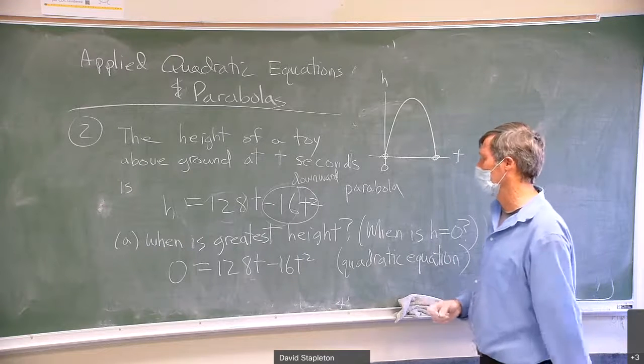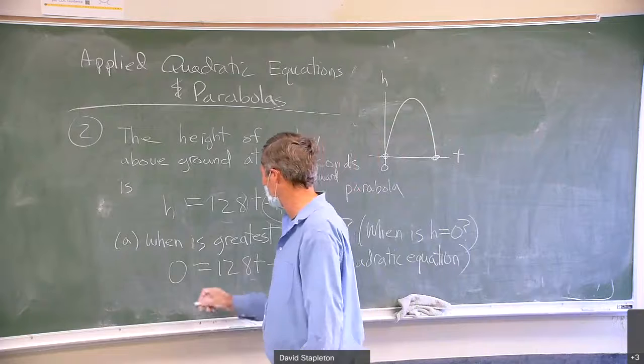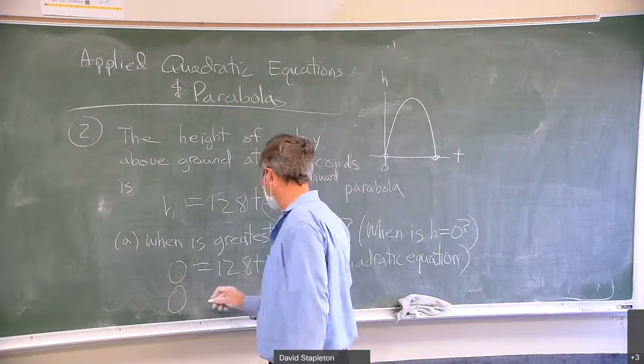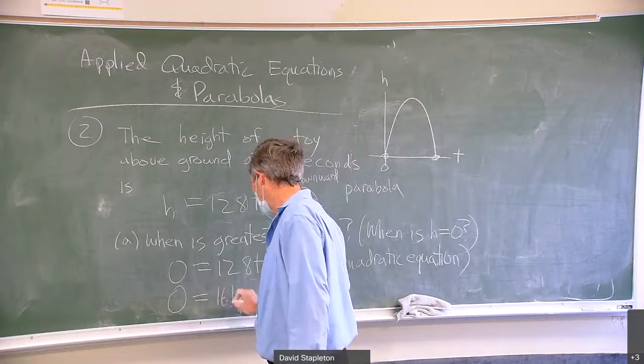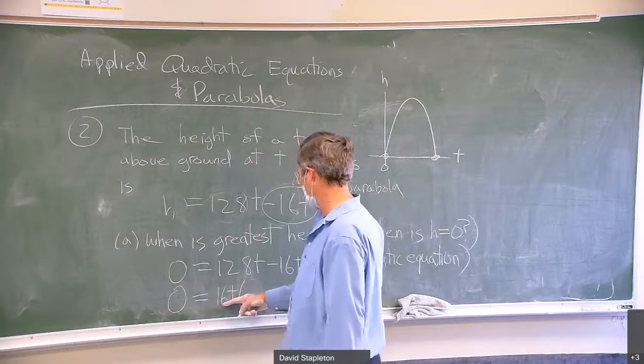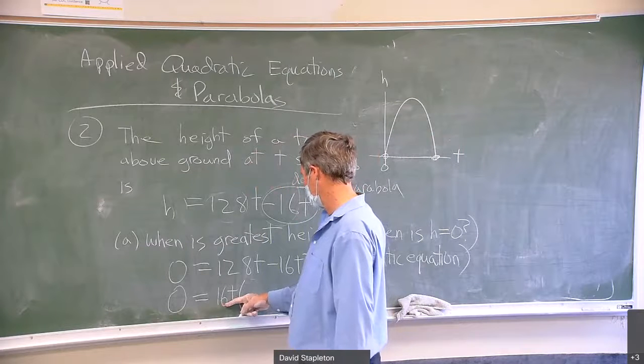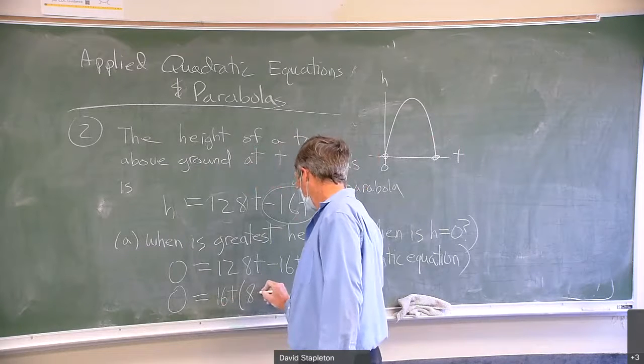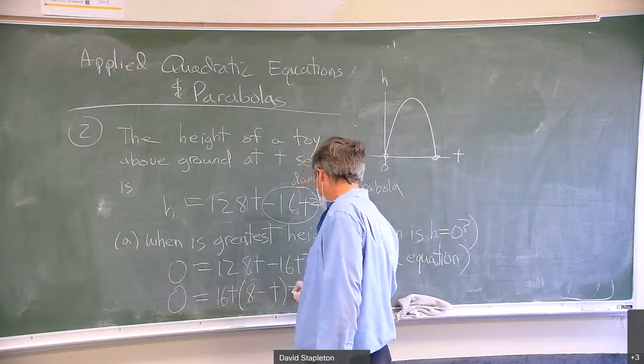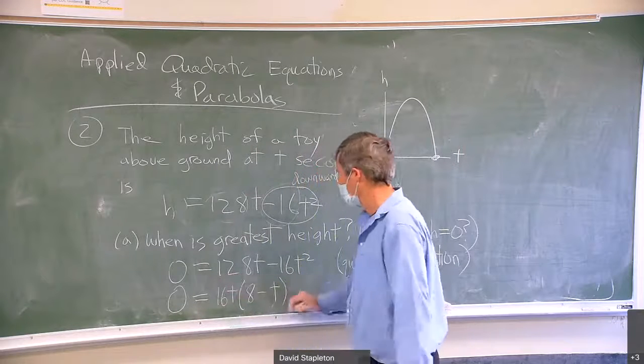Yeah, either factoring or the quadratic form. I would say here factoring is easier. Right? 16 goes into both these numbers. I could say this is 16t times, let's see, 8, right? Times 8 minus t equals 0 is this factor.